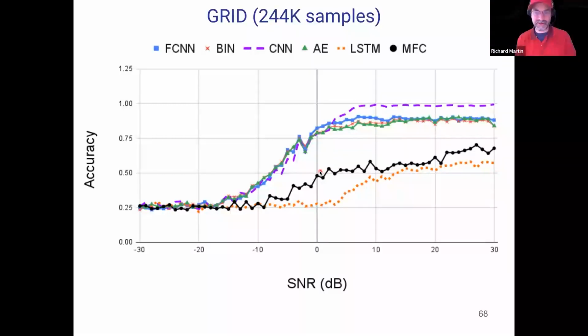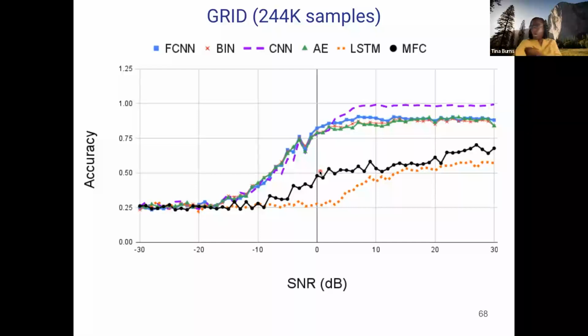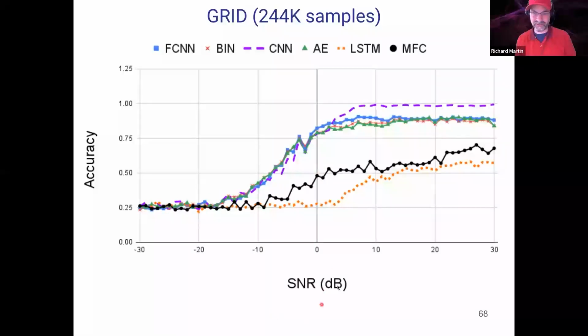Do you want to explain? Can you explain the x-axis a little bit? I think there are people in the audience that don't know what SNR is, so intuitively what that is.